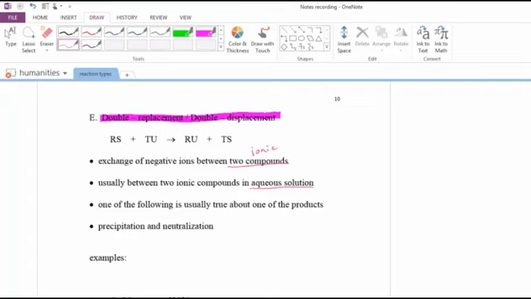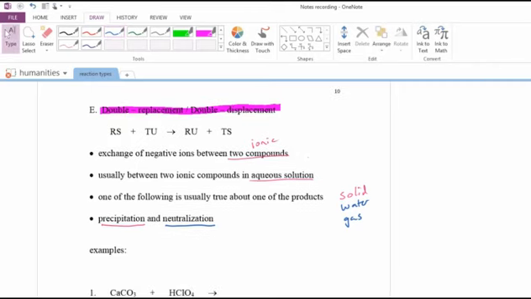And this sentence doesn't really make sense. One of the following is usually true about the products. Solid, which would make it precipitation. Water, which means it's an acid-base neutralization. Or a gas, which we will see an example of that.